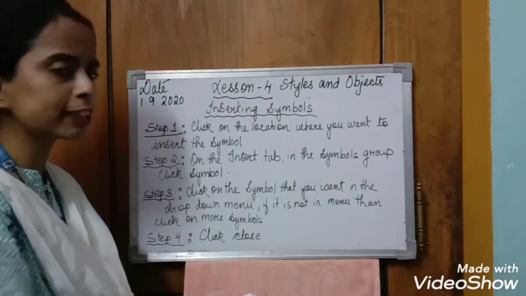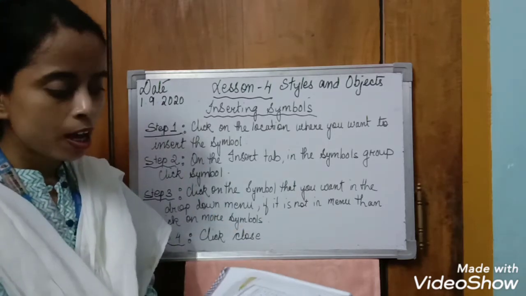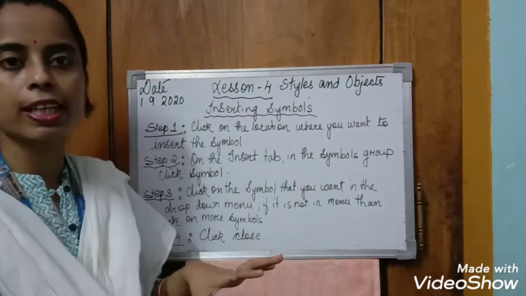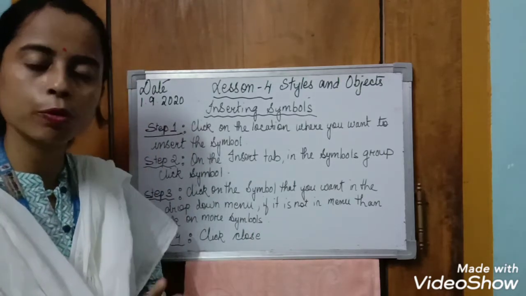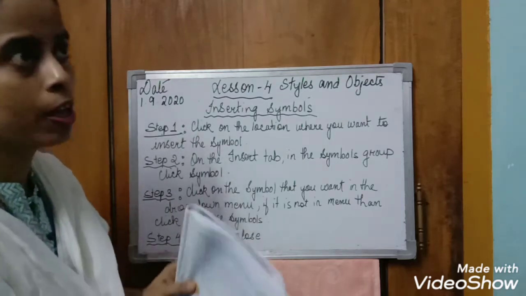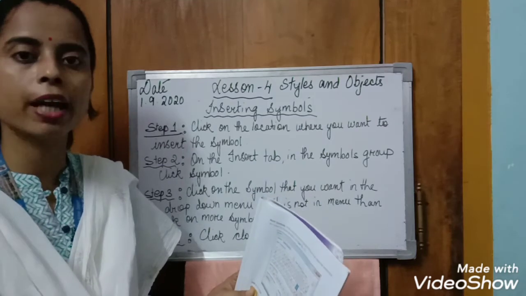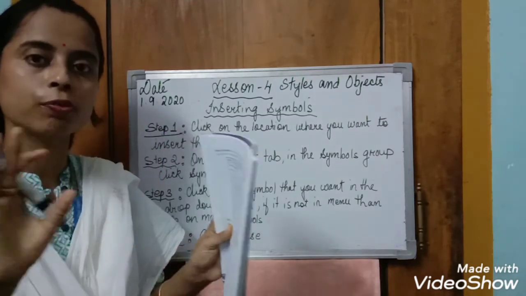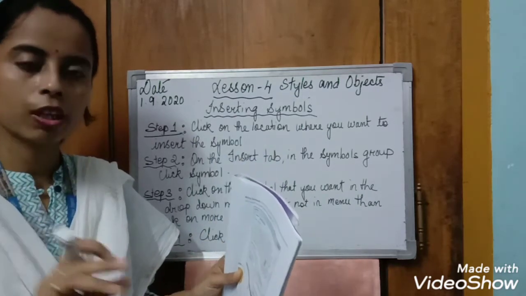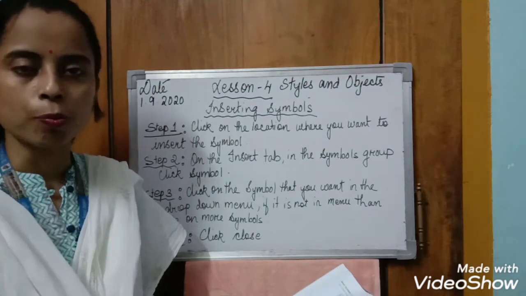Practice it. And in the next class I'll be discussing another topic, that is how to apply the border and shading in a Microsoft Word document. As I've told you, in Microsoft Word we can do formatting. We can change the appearance of the document, the appearance of the text fonts, everything, the formatting of text we can do.